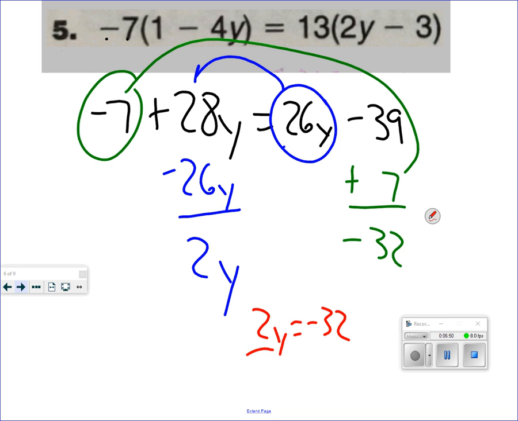Well, if I divide 2y by 2 to get rid of the y, I have to divide this by 2. 32 divided by 2 is 16, but a negative 32 divided by a positive 2 is a negative 16 for an answer.